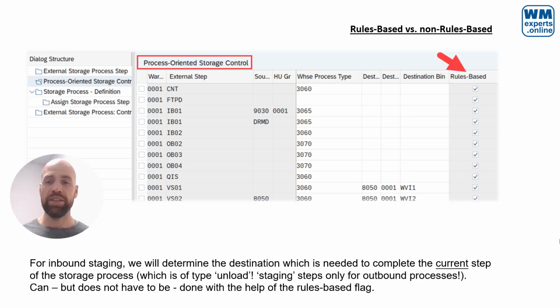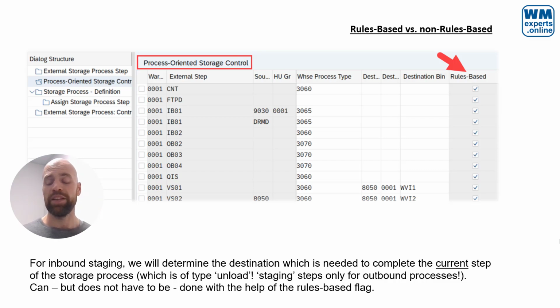Usually, if you are defining destination bins here, you are talking about the destination of the previous step. For example, if you define a pack step here for the outbound process, then the destination that you give for the pack step here is actually the destination of the previous step, so the picking step. Here it is different. Here we define the destination of the unloading step, and this is then the inbound staging bin in this context. So when you want to use the process-oriented storage control and you want to determine the staging bin in the context of the inbound process, you need to configure it for an unloading step. This is important to understand.